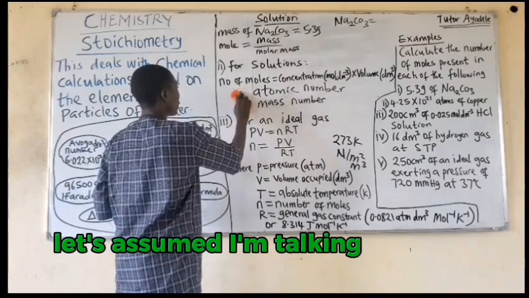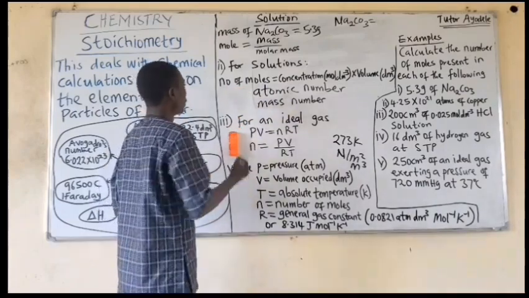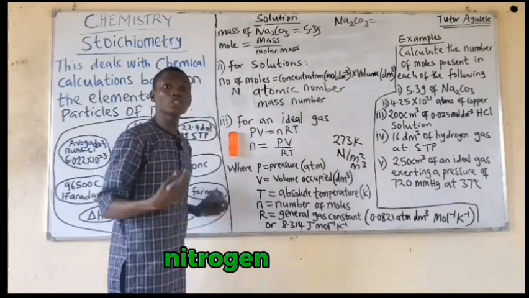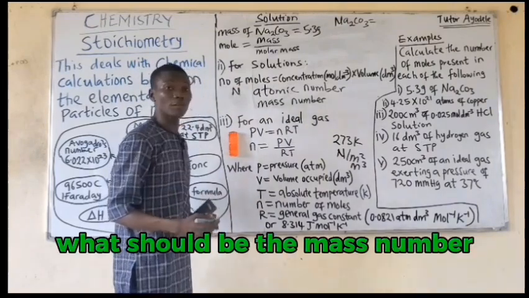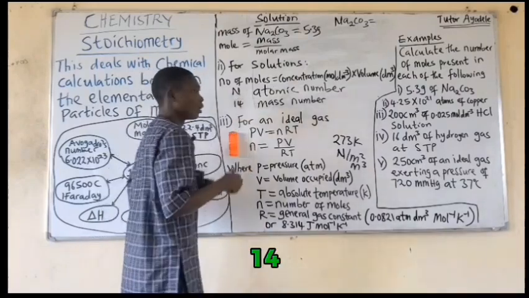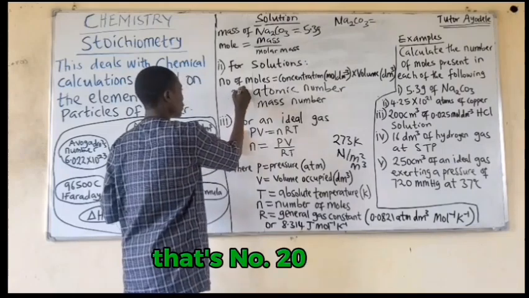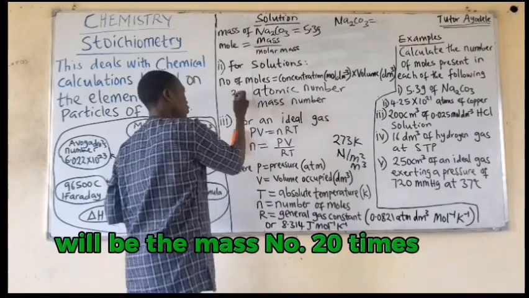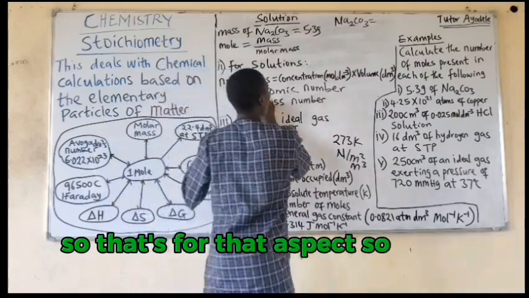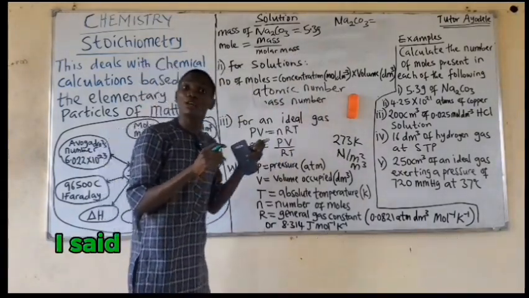So let's assume I'm talking about nitrogen. Nitrogen is number 7. What will be the mass number of nitrogen? 7 times 2. That will be 14. Let's assume I'm talking about calcium. Calcium is number 20. What will be the mass number? 20 times 2, that will be 40. So that is for that aspect. So what is the mass? But in some elements, as I've said, not all.